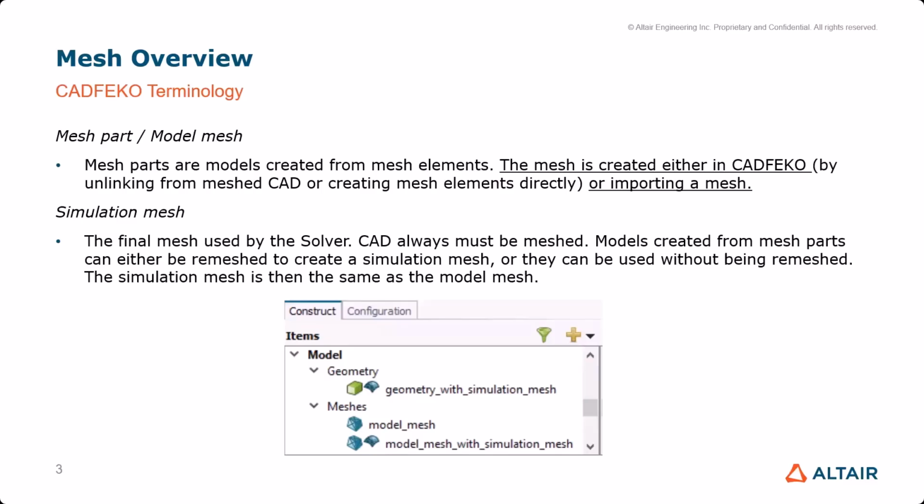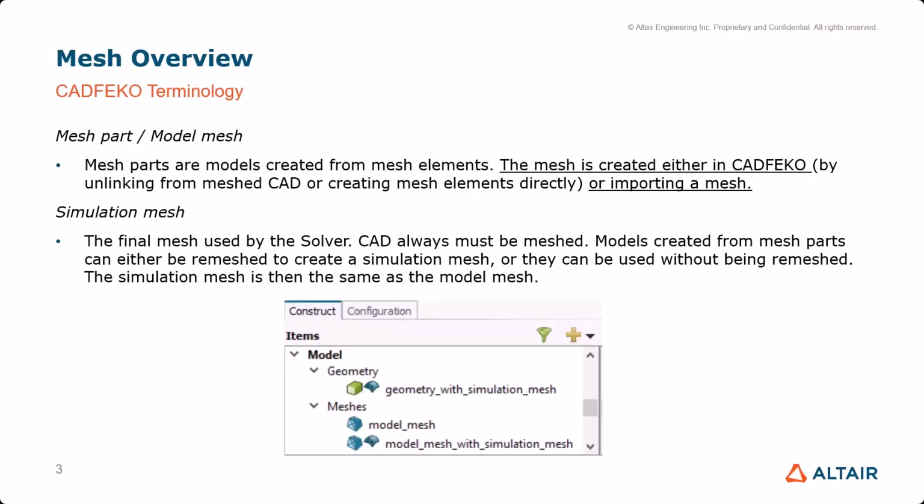So I'm going to show you a bit under CAD Feko. This is the section under Construct where you can see three different types of representations. First we start with the geometry that has been meshed within CAD Feko, so it has a simulation mesh linked to it. We also have mesh models. This icon refers to a model mesh that has been imported into CAD Feko, but you can also have a model mesh to be able to simulate that has a corresponding simulation mesh linked to it. So there are these three different terminologies that would help us later on identify what we are speaking about.